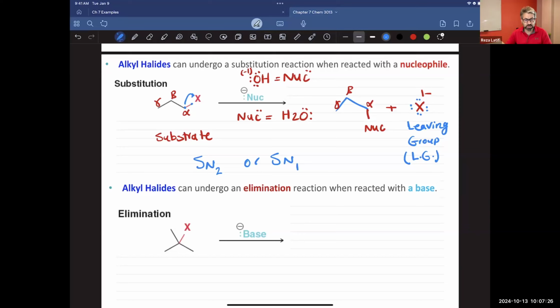So it's a substitution. S stands for substitution, N for nucleophilic, and the number shows you the molecularity, the number of particles involved. For SN2, 2 particles are involved, and for SN1, 1 particle is involved. That means for SN2, the rate of the reaction is subject to the concentration of 2 starting compounds, while the SN1 rate of reaction is subject only to 1 particle.